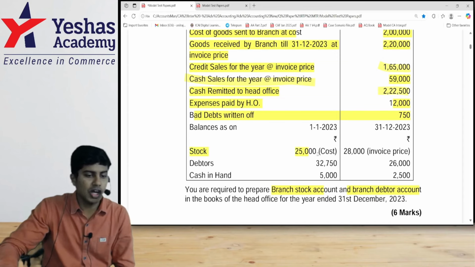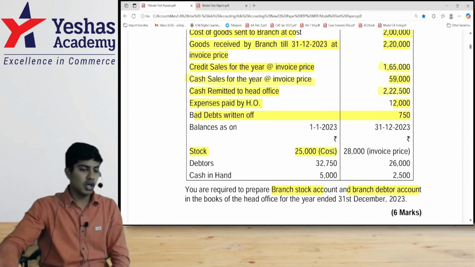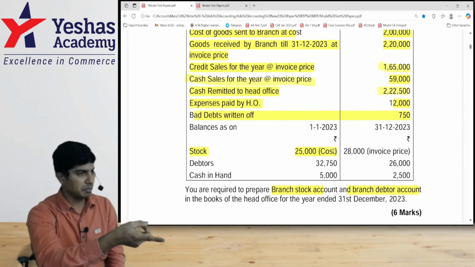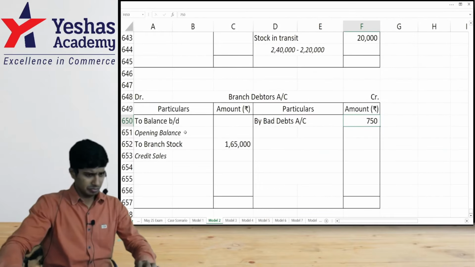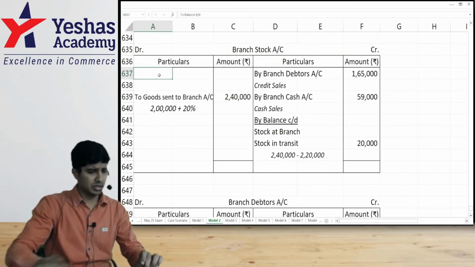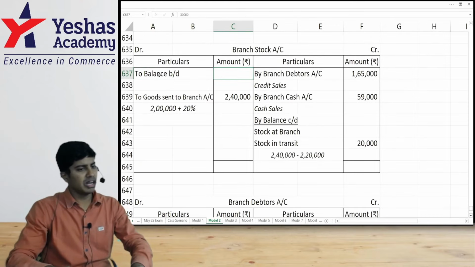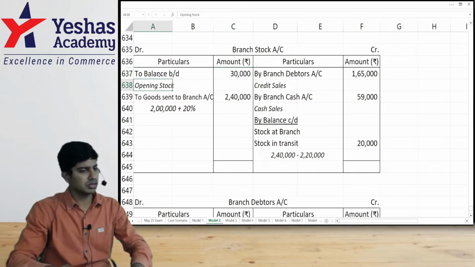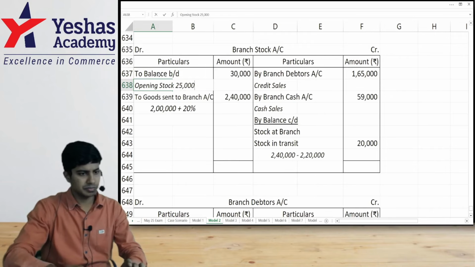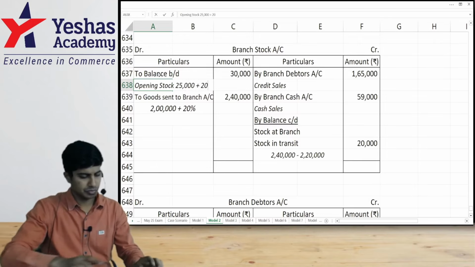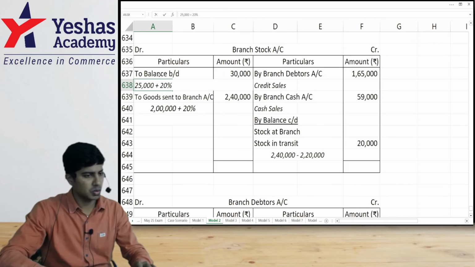Next, we have closing balance and opening balance given. Stock. They have given cost 25. Do I need it at cost? No, I need it at invoice price. Cost is 25,000. Invoice price is 20% more. Do 25,000 plus 20%. In my branch stock account, I would write debit side to balance brought down 25 plus 20%, 30,000. This is opening stock, 25,000 plus 20%.